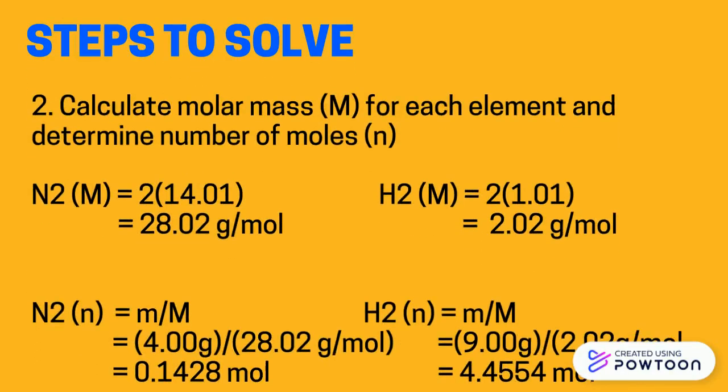So your next step is to calculate the molar mass for each element and determine the number of moles. To calculate the molar mass, you multiply the atomic weight of that specific element by the subscript. So for N2, you take your subscript, which is 2, and your atomic weight, which is 14.01, to get your molar mass, and to calculate the number of moles, you take your mass and divide it by your molar mass.